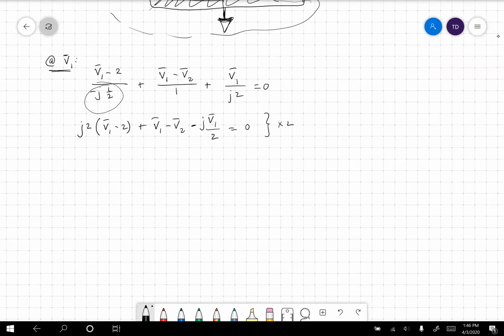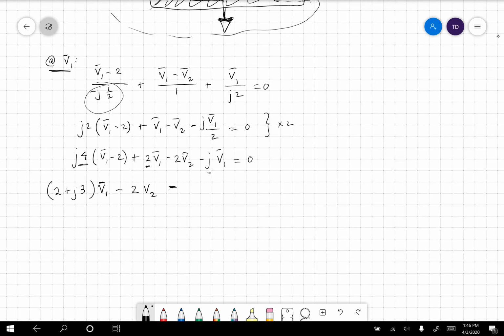So when I do that, I get the following. This is j4 times V1 minus 2, plus 2V1 minus 2V2, minus jV1 equals 0. Group all my terms. So my V1 terms, let's see what I have. I have a j4, I have a 2 plus j4, and then I have a minus j. So that's going to be 2 plus j3 V1. Now for my V2 term, I just have a minus 2V2.